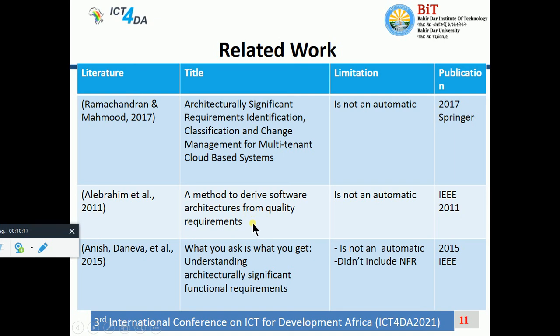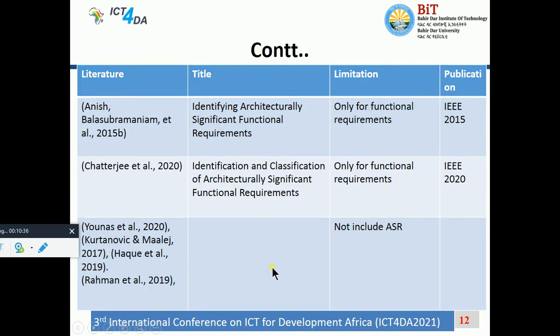It shows the methods to derive software architecture from quality requirements. The other paper, on understanding architecturally significant functional requirements, focuses only on functional requirements. It is not automatic, it is only an empirical study. The next one identifies architecturally significant functional requirements using traditional machine learning algorithms. One limitation is that it is only for functional requirements. They didn't cover non-functional requirements.